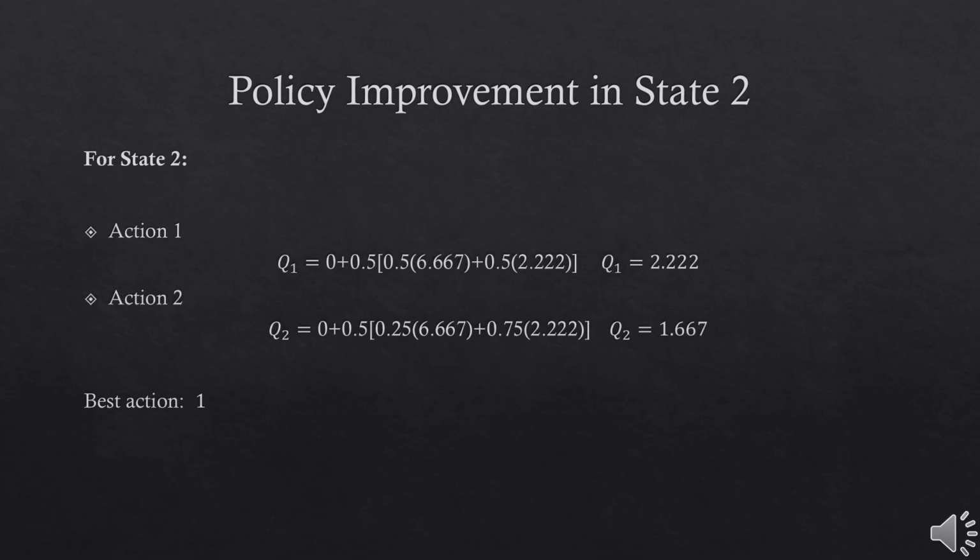The same verification is performed for state 2. Once again, action 1 produces a higher expected reward than action 2. Since the preferred action does not change, state 2 also remains unchanged. At this point, the improved policy is exactly the same as the policy from the previous iteration. Because no further improvements are possible, the algorithm has converged and the optimal policy has been found.